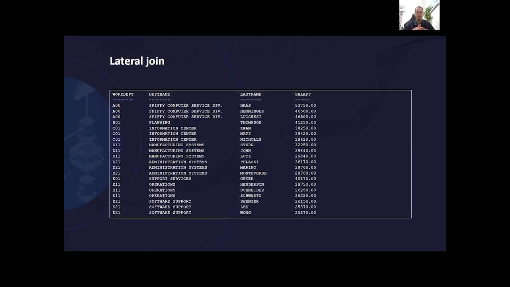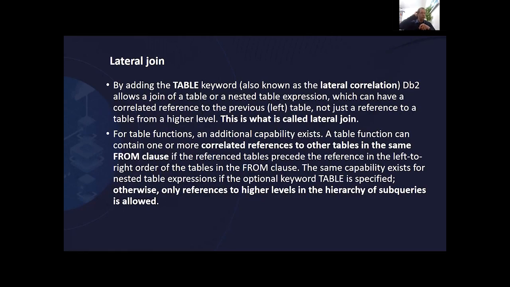So this is the result if you are interested. So you see all those departments with the 3 employees with the highest salaries. And this is what is called lateral join. So if you take a look into the documentation, by adding the TABLE keyword, which is also known as the lateral correlation, DB2 allows a join of a table or a nested table expression, which can have a correlated reference to the previous table, not just a reference to a table from a higher level.